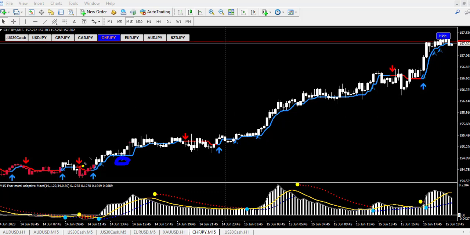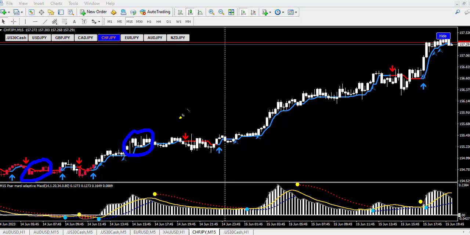We have red for sell. And the third indicator is this candle color. This turns white for a buy, and it changes to crimson for a sell. So you must consider these indicators before you place any trade.